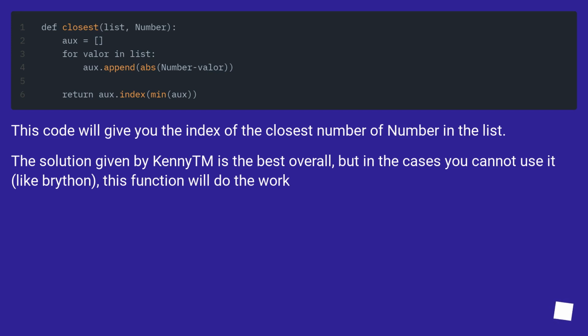This code will give you the index of the closest number in the list. The solution given by Kenny is the best overall, but in the cases you cannot use it, like with Python 3, this function will do the work.